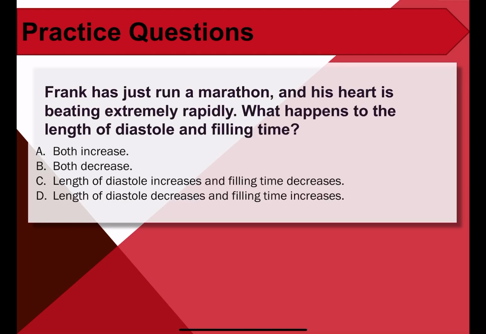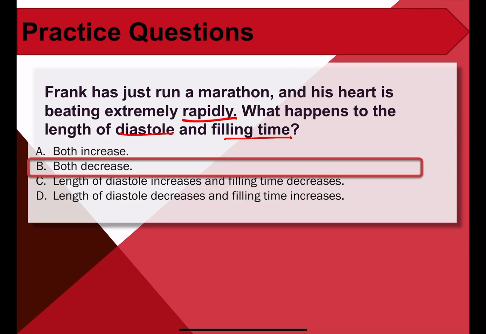Frank has just run a marathon. His heart is beating extremely rapidly. What happens to the length of diastole and filling time? Both will decrease, because when your heart rate goes too fast, you don't have enough filling time. Filling time shortens, and the length of those cycles also shortens.